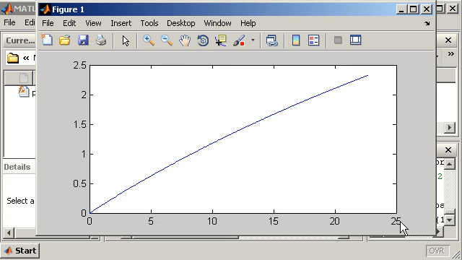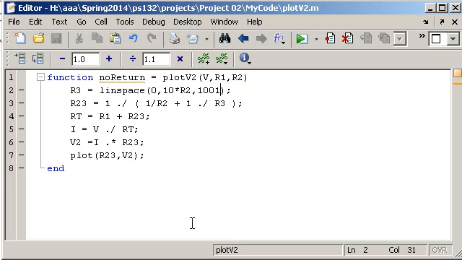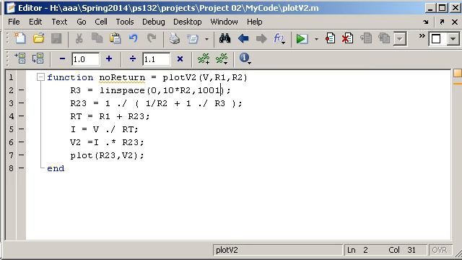I guess there is some question there. Am I really going up to 10 times R2? I go up to only 25, and R2, let's see, was 75. I'm not seeing the graph go up as high as it should, so it looks like there's some kind of mistake there. Plot R23. Oh, it wasn't supposed to be R23. It's supposed to be just R3.